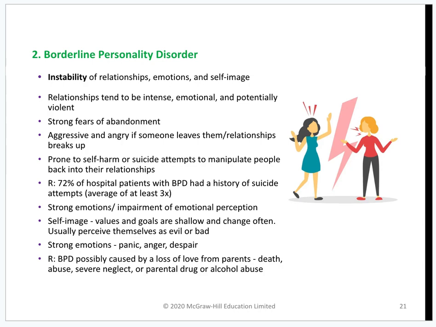Strong emotions, impairment of emotional perception. And then the third piece, self-image. So they usually perceive themselves as evil or bad. They've got very shallow values and goals. They change their opinion very, very often.